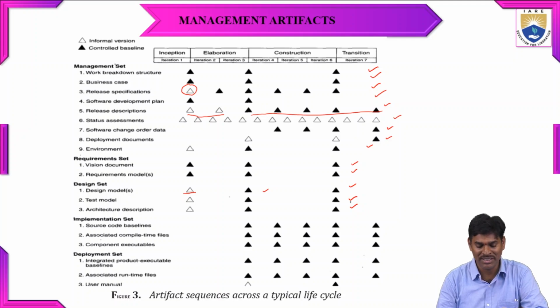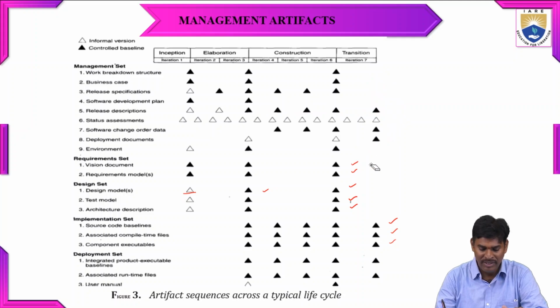And implementation set. Implementation set is nothing but what comes from the construction. Here they can have a clear picture about the source code baseline, associated compile time files, and component executables. And the last one is the deployment set. Here in the deployment sets, we have discussed the integrated product executable baselines, and associated runtime files and the user manuals.